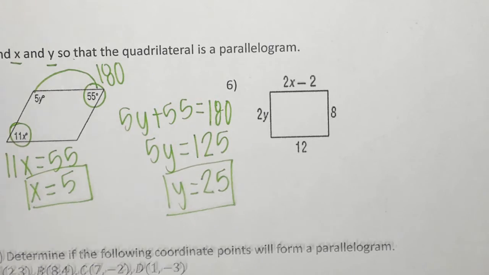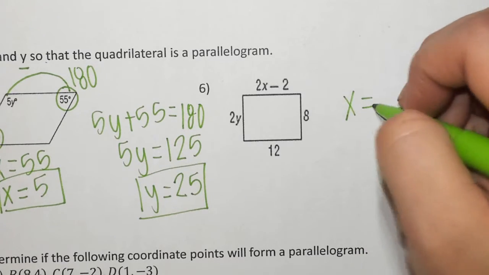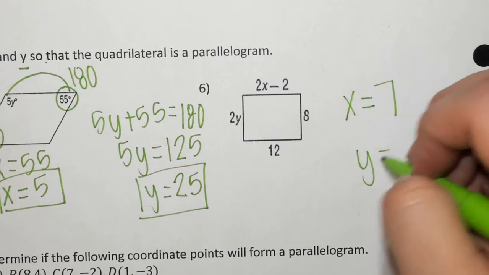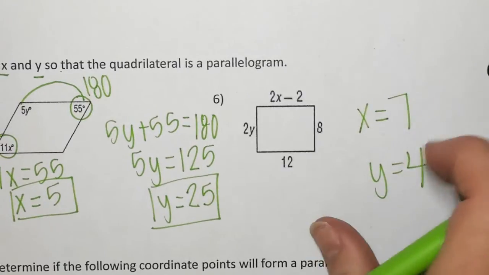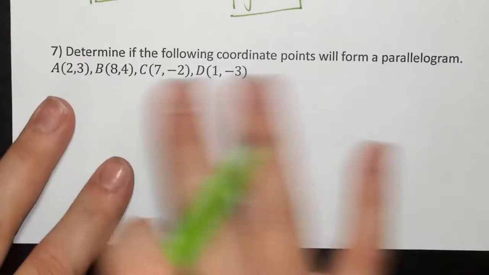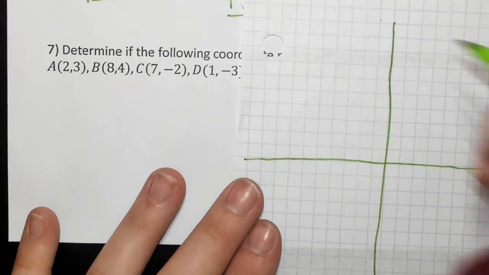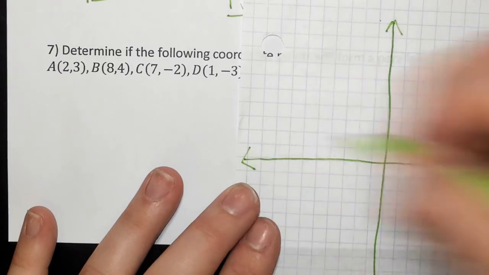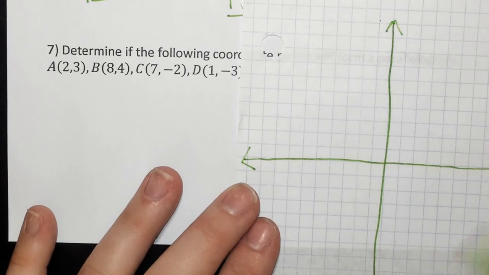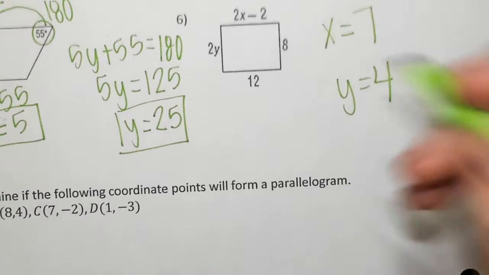Alright, so what did y'all get for x? 7. What did you get for y? 4. Awesome. Okay, if you have your graph paper, I want you to start graphing these points. 4, because 2y equals 8.